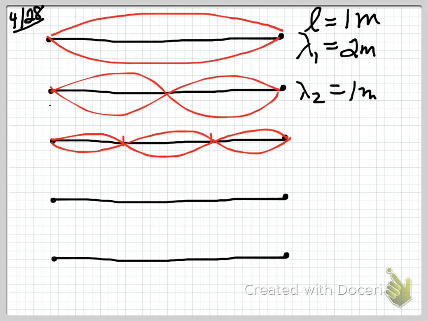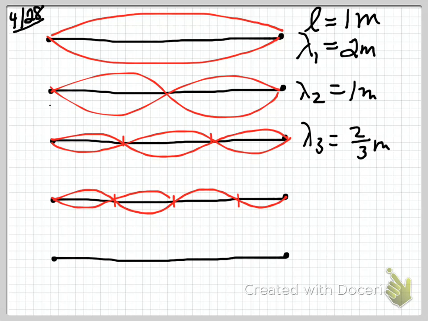Lambda 3 is equal to what? So yeah, 2/3 of a meter, and we seldom use fractions around here, but today we do. And if we get to this fourth harmonic, what's lambda equal to? Yeah, lambda 4 is equal to 1/2 of a meter.